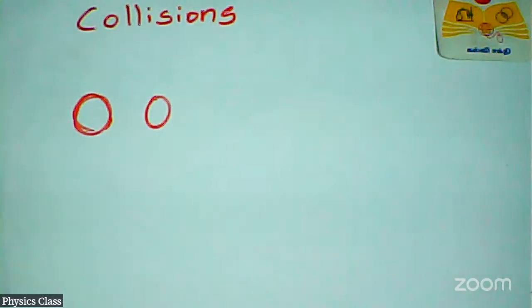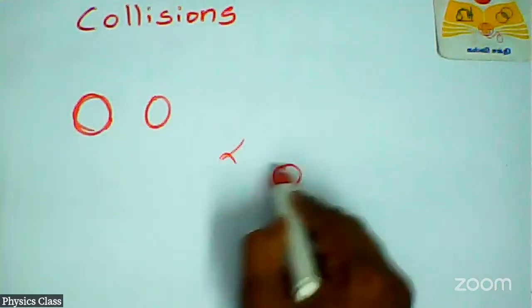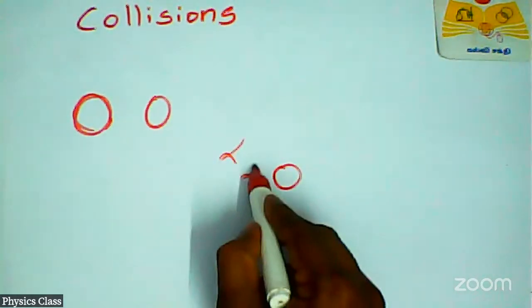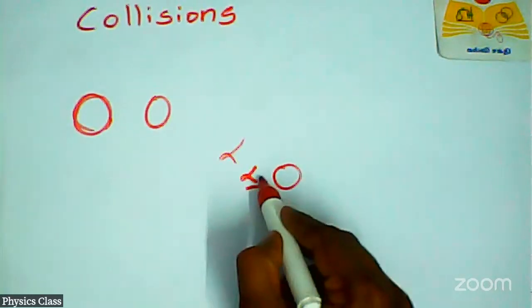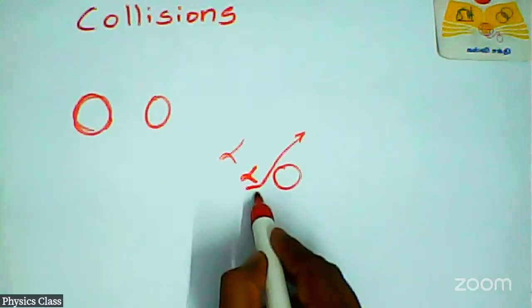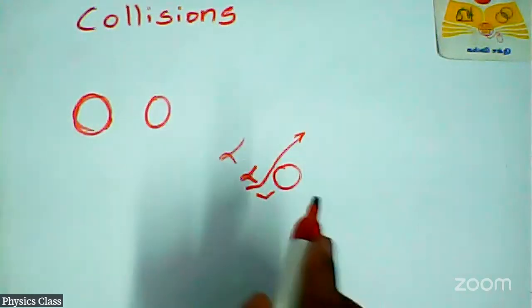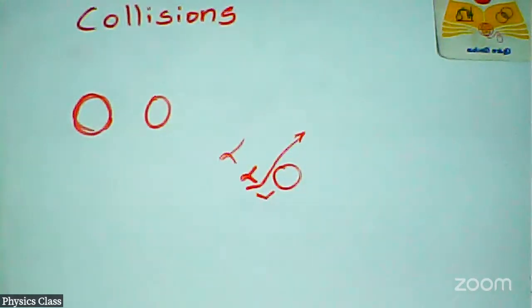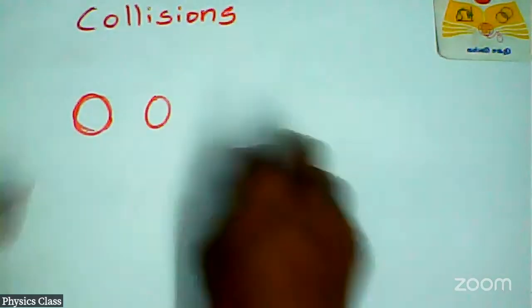Without physical contact: in nuclear physics, there are alpha particles. An alpha particle bombards a nucleus, but it does not touch the nucleus. It only goes near and deviates from the nucleus. But that is also called a collision. So that is without physical contact, but here we only consider collisions with physical contact.